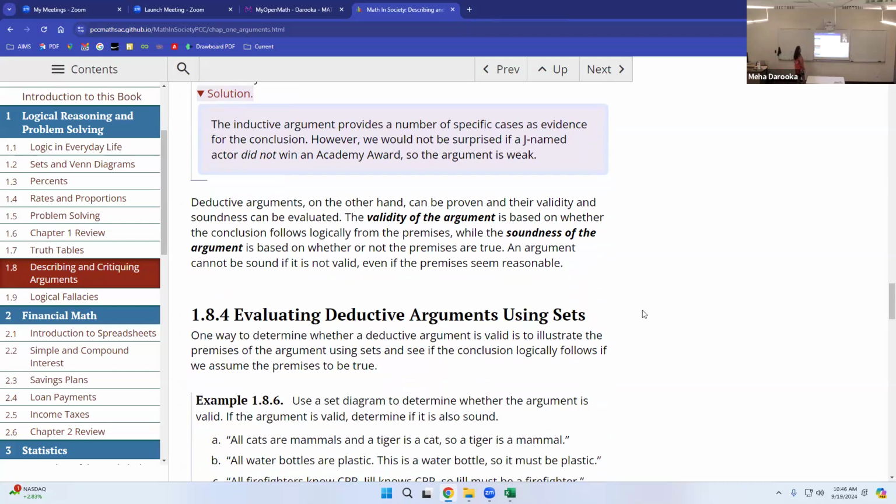The validity of an argument is based on whether the conclusion follows logically from the premises. The soundness is based on not only validity but also whether the premise is true.